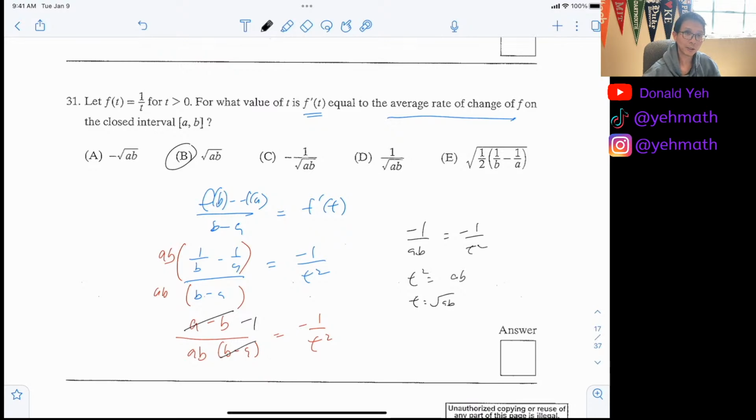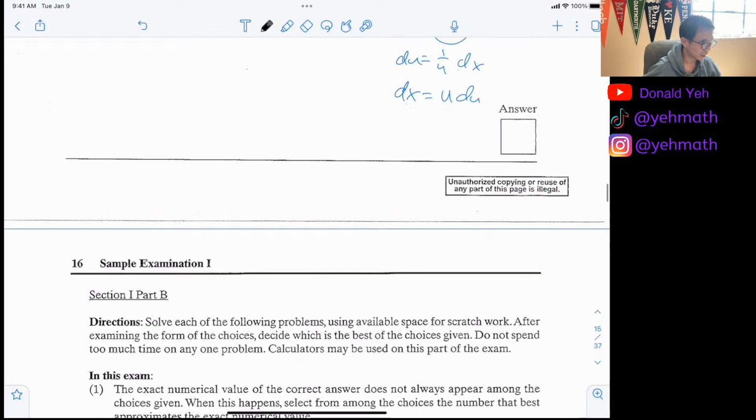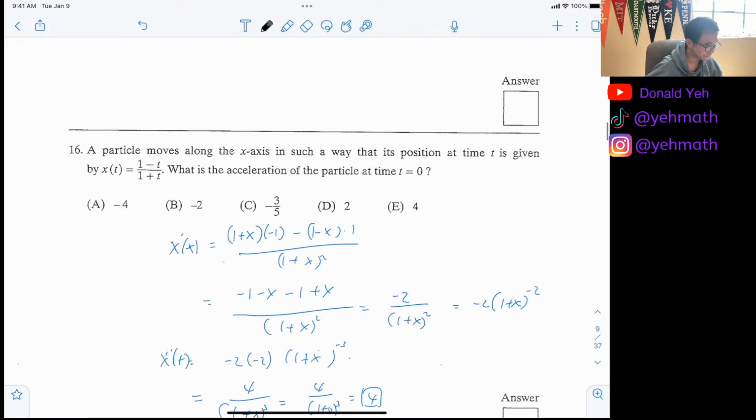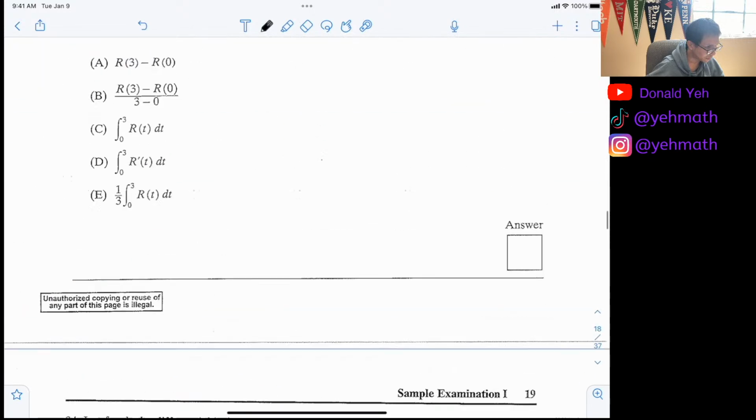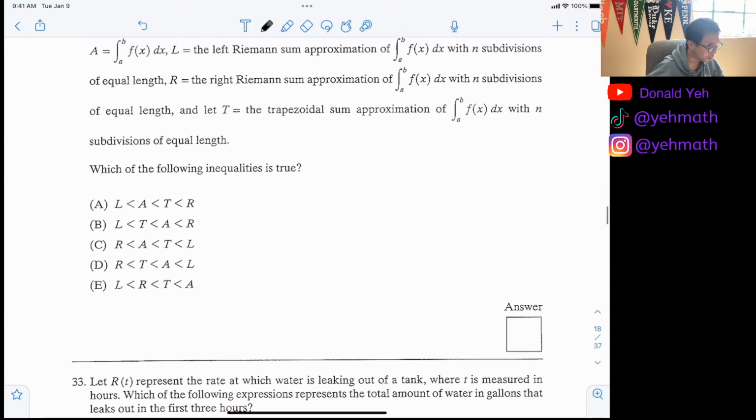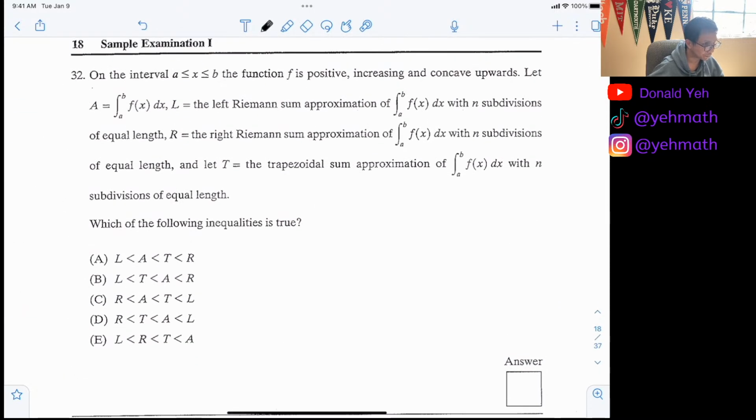All right, next question. 32 and 36, sure. Oh, 32, I love 32. You draw it. So you have to be able to draw this.